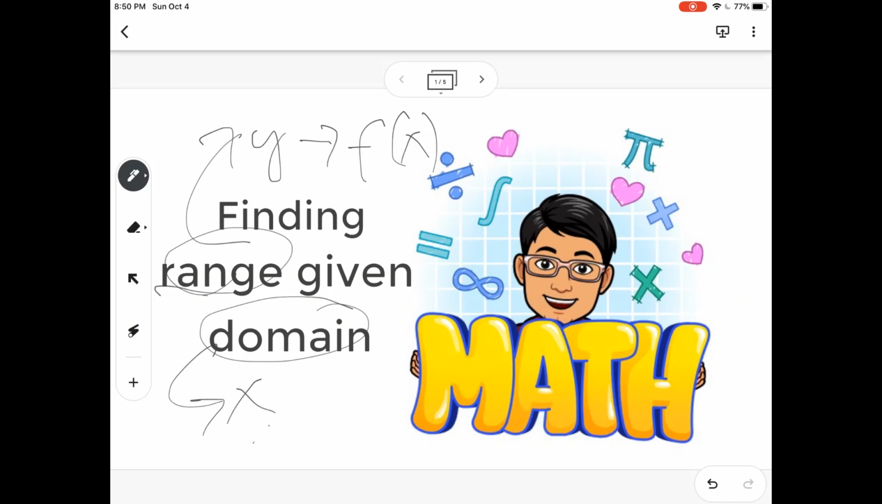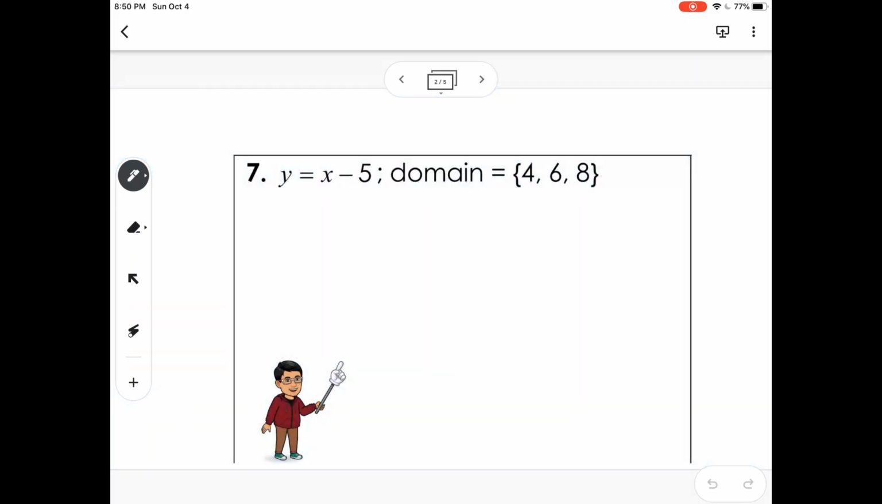Okay, so let's use this first example in here. y equals x minus 5, given the domain is 4, 6, and 8. When x equals 4 first, and x equals 6, x equals 8, what are their corresponding y values?